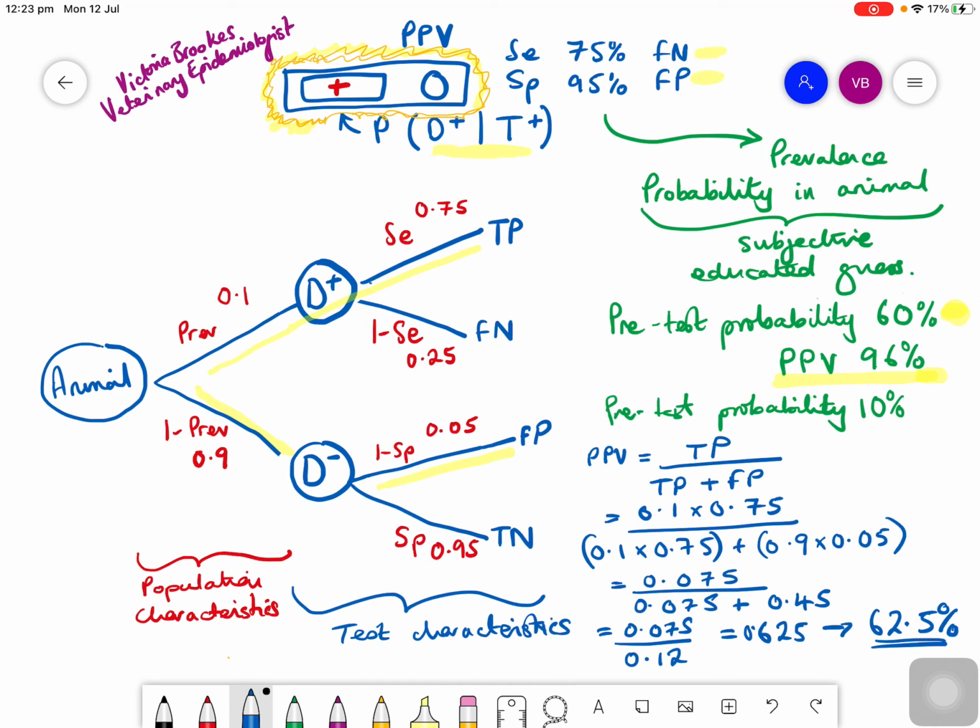Or 62.5%. So see how, given our lower pre-test probability, we also have a lower positive predictive value. We can say that given our pre-test probability of 10%, we're now about 62.5% certain that our animal has a disease, given that we have a positive test result.